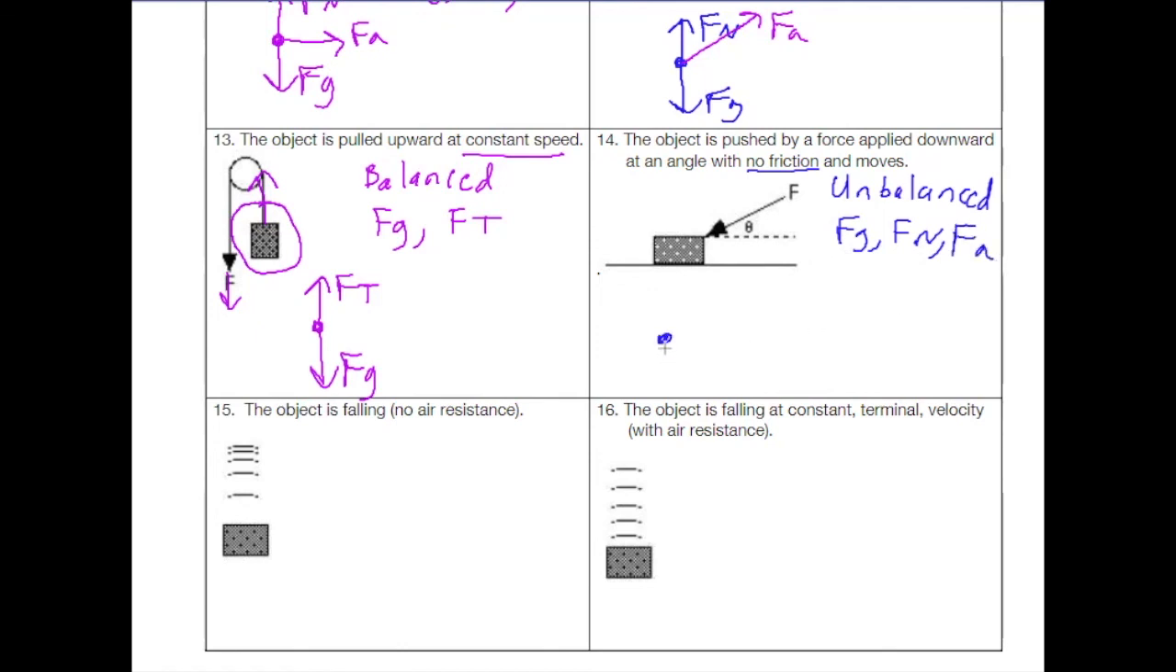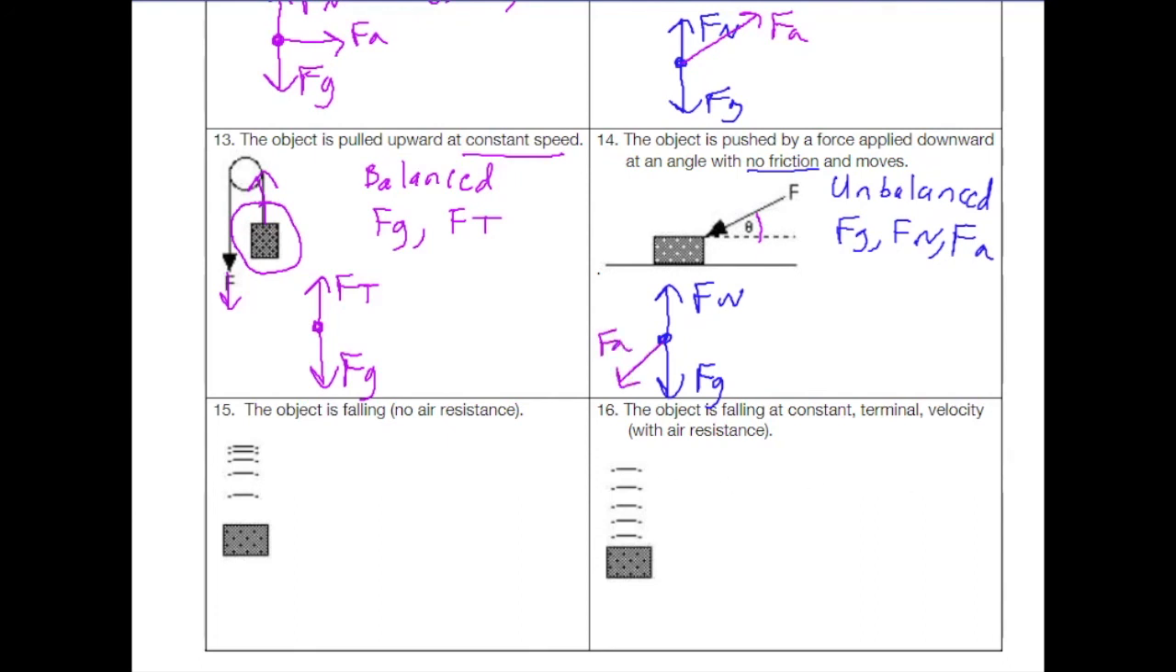Drawing our free body diagram, downward is force gravity. It's a flat surface, so up will be force normal. And then I see that this force is at an angle. It's at an angle downward. So therefore, it's going to have an applied force pointed downward.